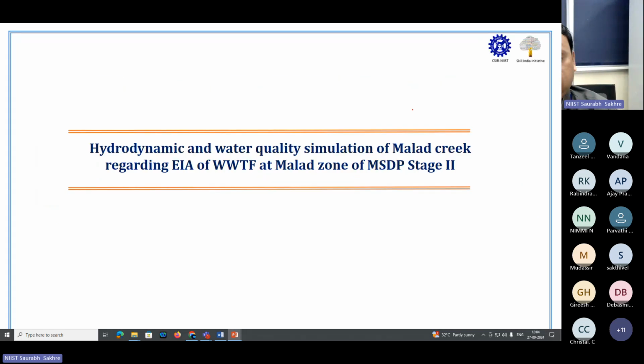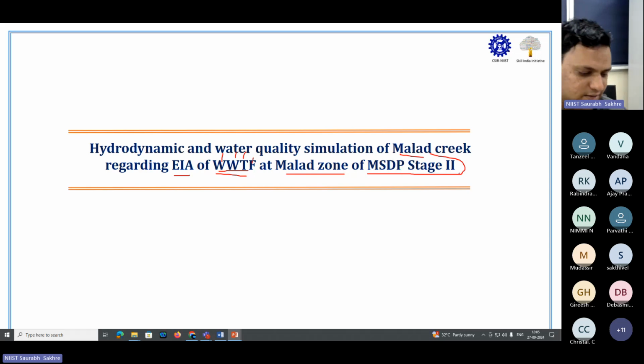Okay. Now the title of our work was Hydrodynamic and Water Quality Simulations of Mallard Creek regarding EIA of WWTF at Mallard Zone of MSDP Stage 2. Here WWTF means not that fighting wala WWF, it is wastewater treatment facility at MSDP. MSDP means Mumbai Sewage Development Plan.